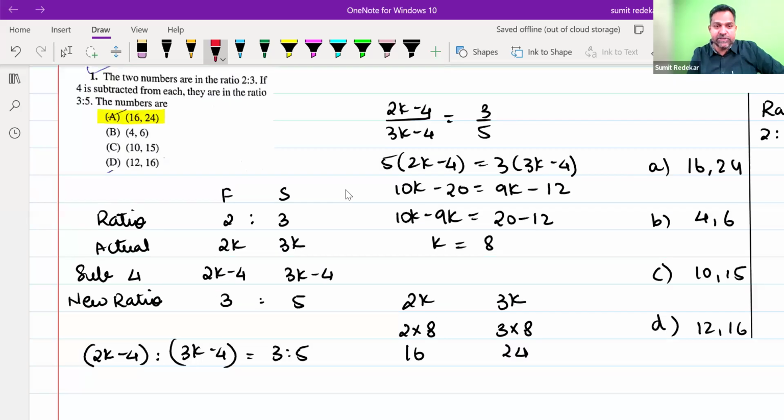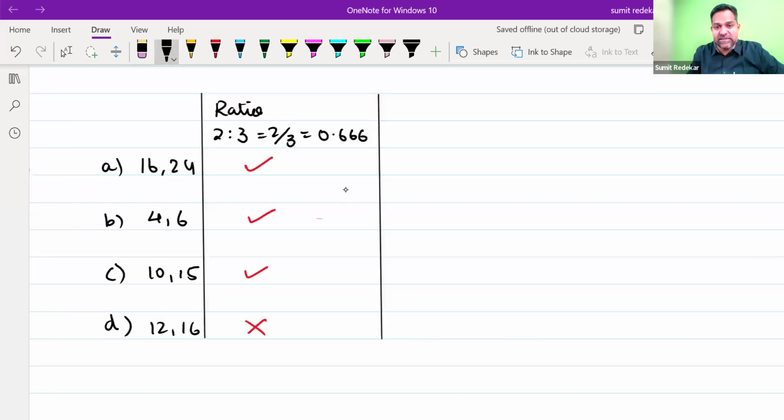And the second condition is, if you subtract 4, what will you get? A new ratio of 3:5. So let's subtract 4. If I subtract 4, the numbers will become 12, 20. If I subtract 4, 0, 2. If I subtract 4, 6 and 11. This one I'm not subtracting because it did not agree to the first condition.